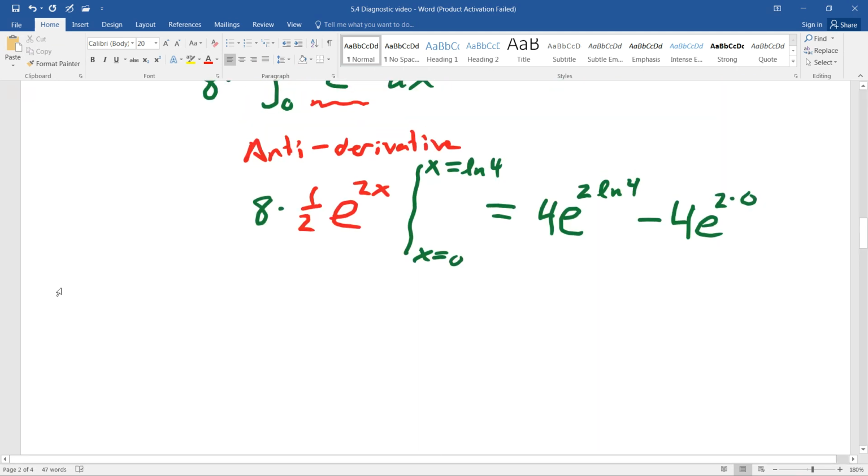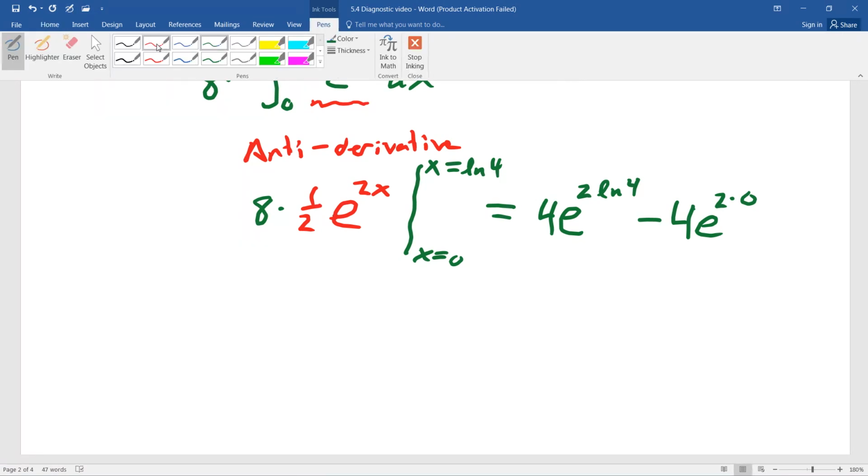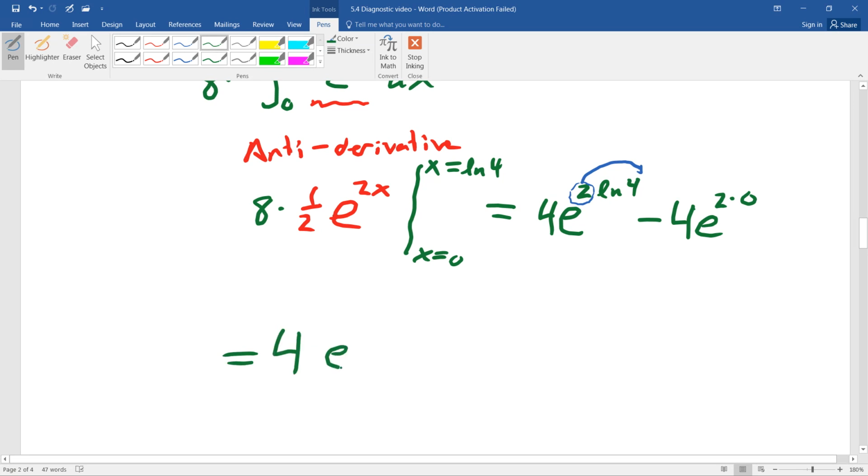e and ln are opposites. They're another pair of opposites. And so e and ln cancel, one way to look at it. If e and ln are right next to each other, they cancel each other out. But they're not right next to each other because we have this 2 in the way. So to simplify my answer, I'm going to use a rule of logarithms. I'm going to take this 2 and bring it in as an exponent inside. This equals 4e to the ln of 4 squared, which is 16, minus 4 times e to the 0.